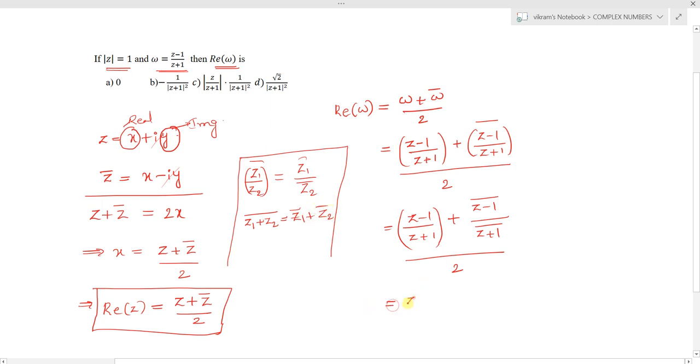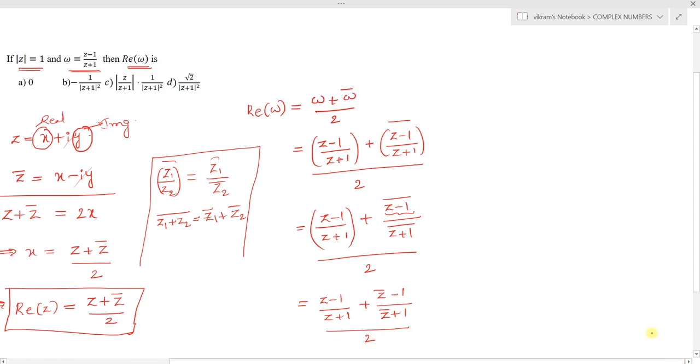Now again we can write (z minus 1) by (z plus 1) plus, over here, (z minus 1) conjugate, that means z conjugate minus 1 conjugate. A real number's conjugate is the real number itself. Then the denominator (z plus 1) conjugate can be written as z conjugate plus 1 conjugate, and we write it by 2.